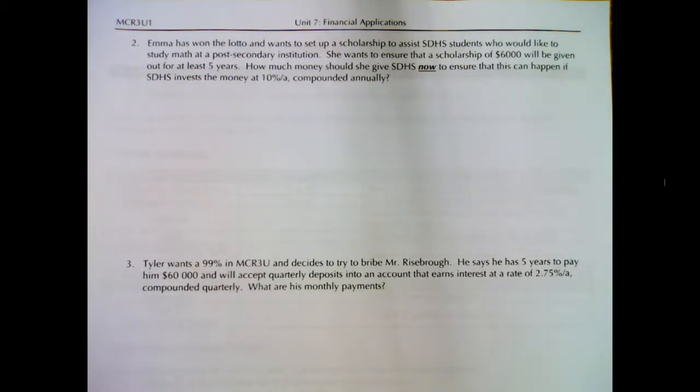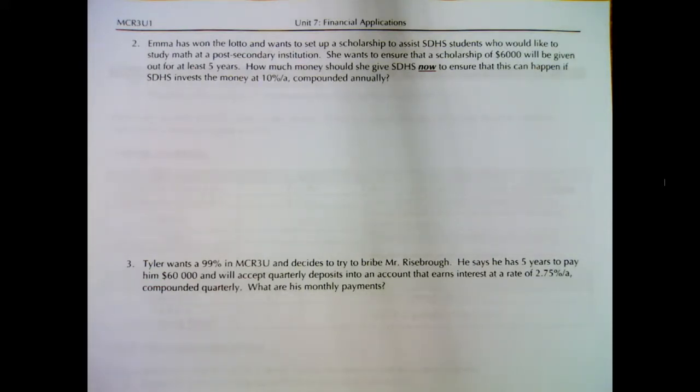Emma has won the lotto and wants to set up a scholarship to assist SDHS students who would like to study math at a post-secondary institution. She wants to ensure that a scholarship of $6,000 will be given out for at least 5 years. How much money should she give SDHS now to ensure that this can happen, if SDHS will invest the money at 10% per annum compounded annually? Wow, that's a lot more interest than Ponce was getting in his savings account.